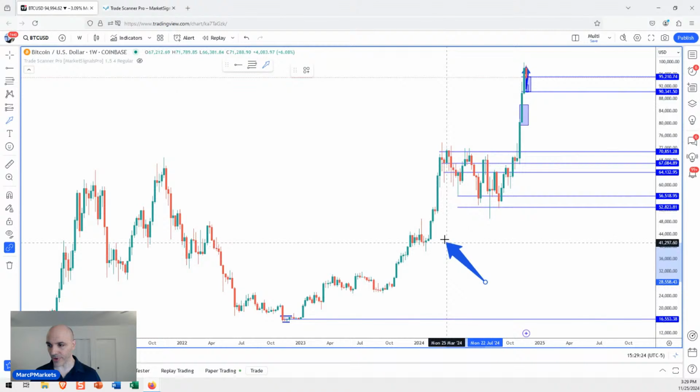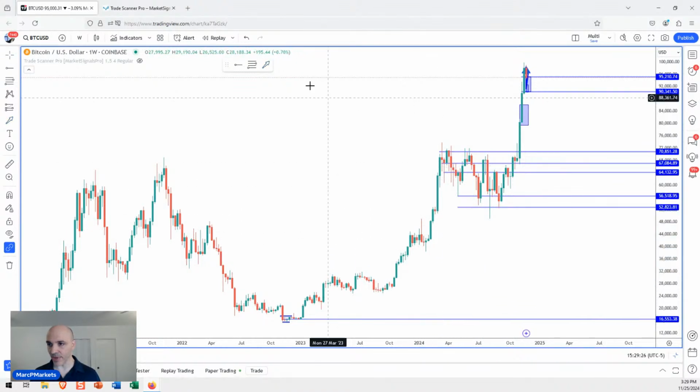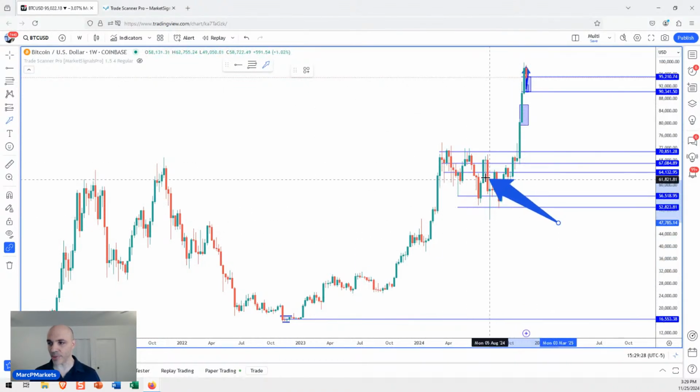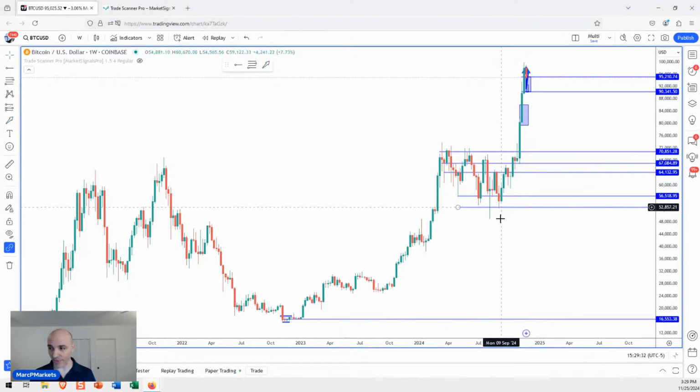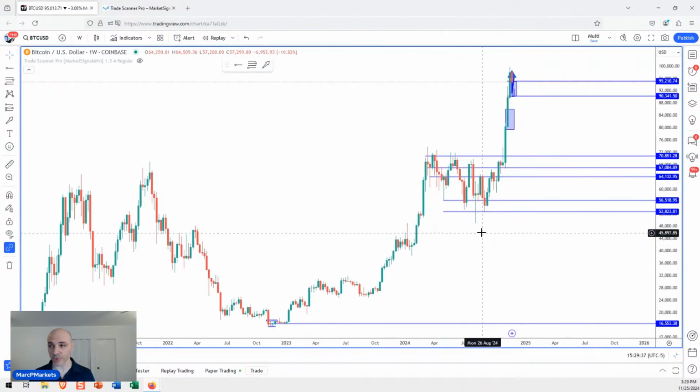This is your wave 3, this big move here, right? The consolidation that we've been in since March was our wave 4, which is typical, right? And wave 4 is not overlapping wave 1, nowhere near it, right? So the bullish structure is still intact. And this is our wave 5, right?